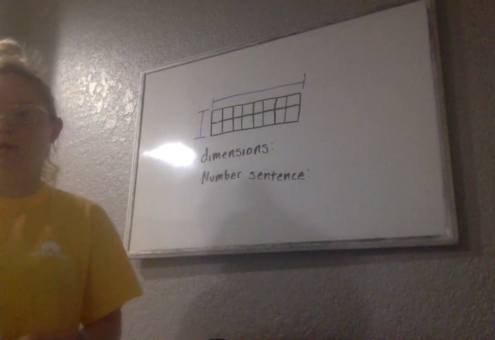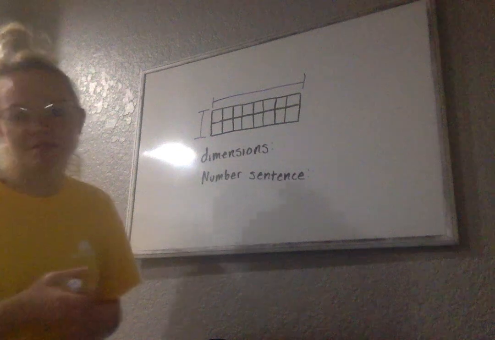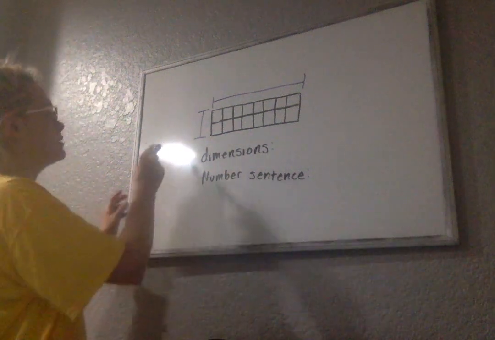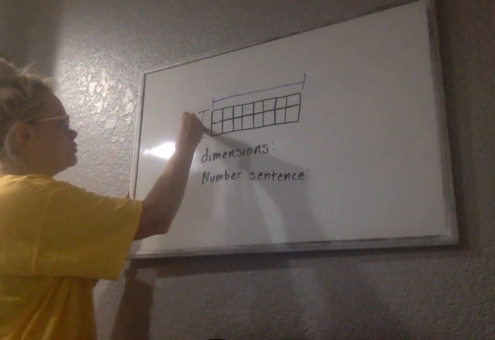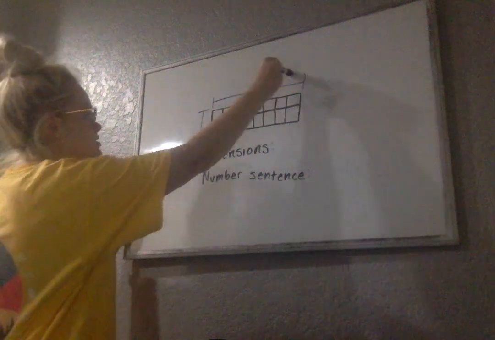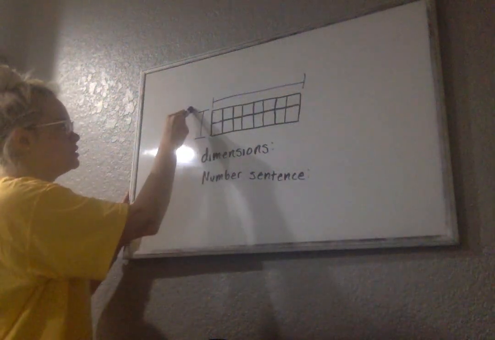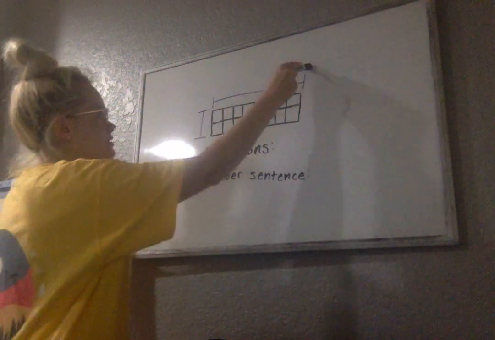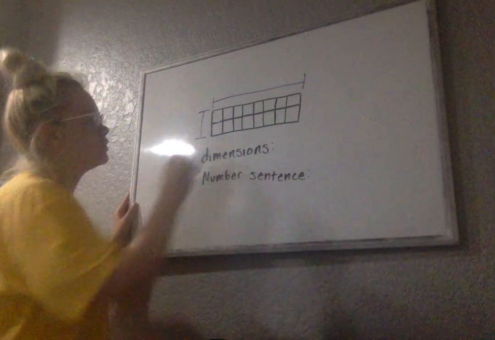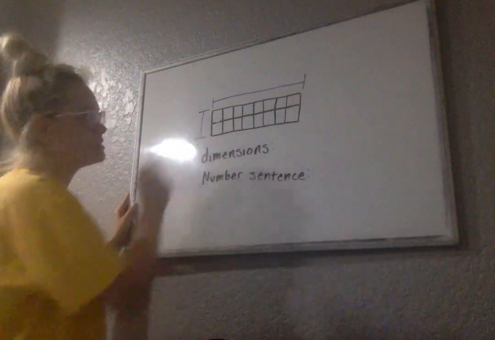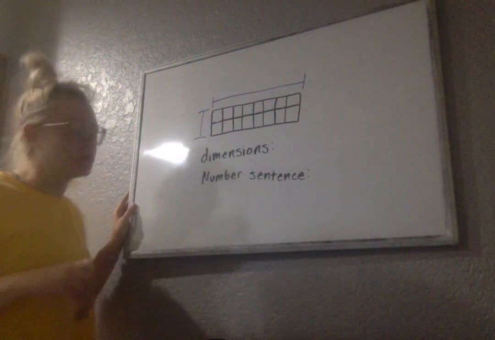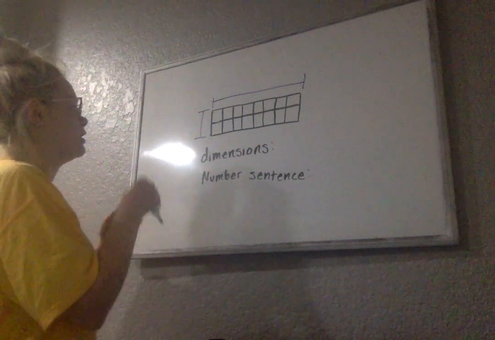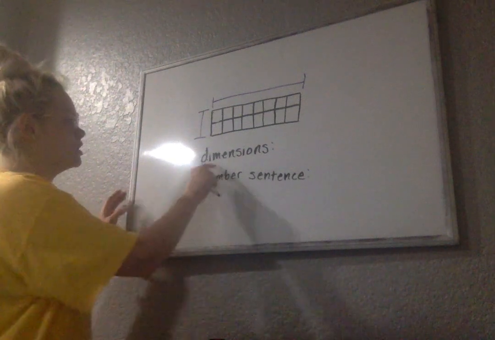Alright, so what we're going to do next is talk about the dimensions. When I'm talking about dimensions, I'm talking about how many square units are on those sides. So you only want to do the side going down and the side going across. We don't want to do it for the whole thing because then we're talking about perimeter, and we're not talking about perimeter right now.